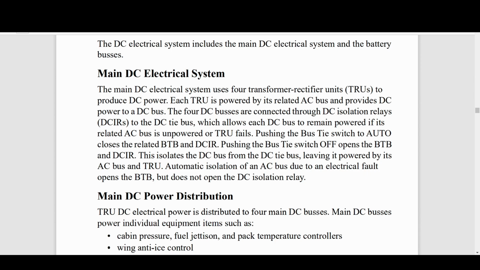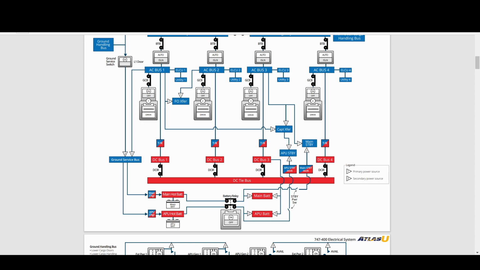What is the normal power source for the main and APU battery buses? DC bus 3. If either AC bus 3 or DC bus 3 is unpowered, how is each battery bus powered? Through its related hot battery bus.